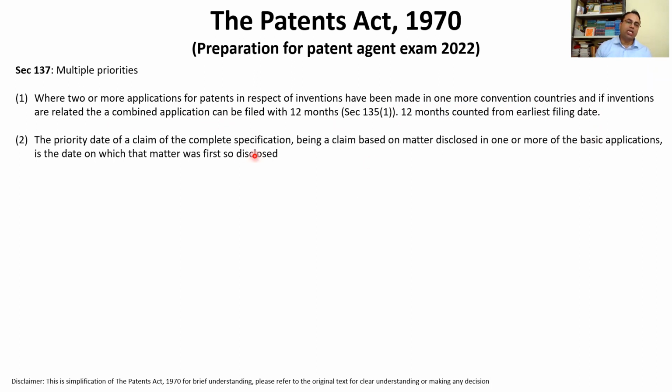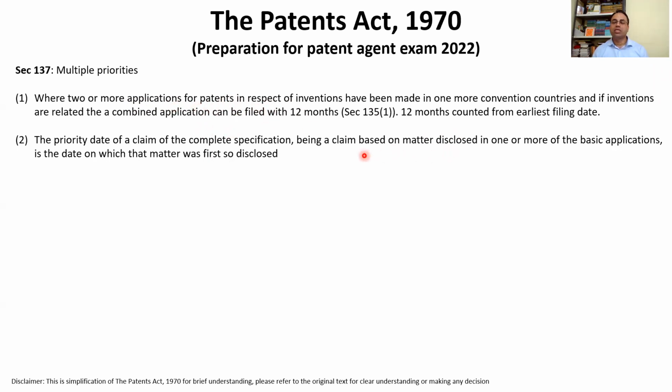The priority date of a claim of a complete specification, being a claim based on matter disclosed in one or more of the basic applications. Basic application means the first filed applications, and the priority date is the date on which the matter was first disclosed. So what it says is that where two or more applications for a patent have been made, so you have made separate applications. Now you want to combine them together, and all these separate applications are called basic applications, and within 12 months you can combine them together.